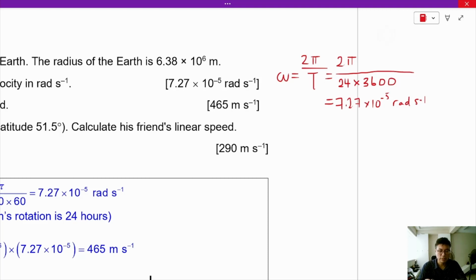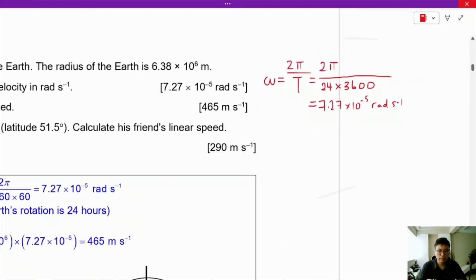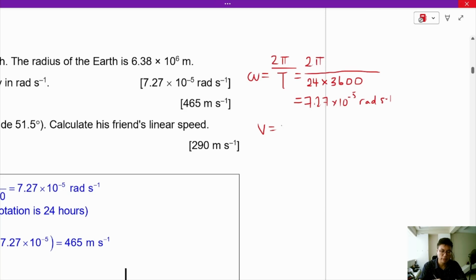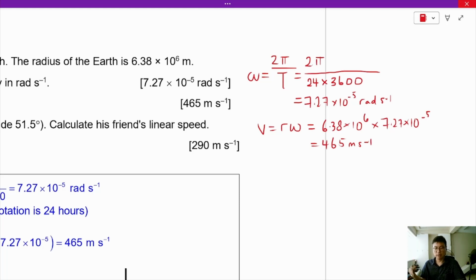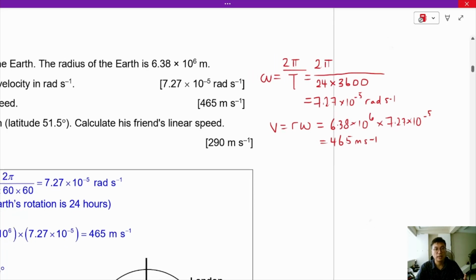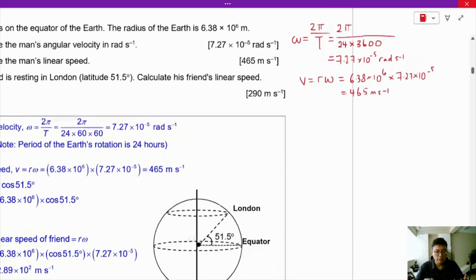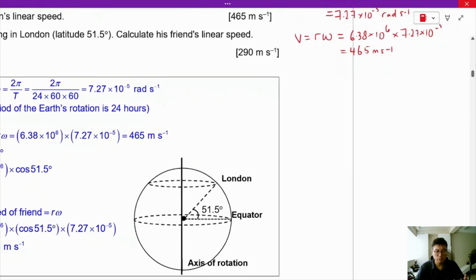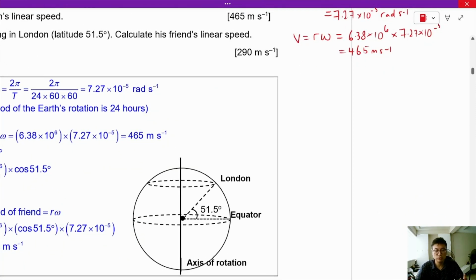So if you are standing on the equator, what is your linear speed? Your linear speed will be given by the radius multiplied by the angular velocity. So that will be 6.38 multiplied by 10 to the power of 6, multiplied by 7.27 times 10 to the power of minus 5. And that will give you 465 meters per second. So can you look out at yourself and out the window? Everything you see around here is moving at 465 meters per second relative to the center of the Earth. Now, what about someone resting in London? Will he move at the same linear speed or will he move slower?